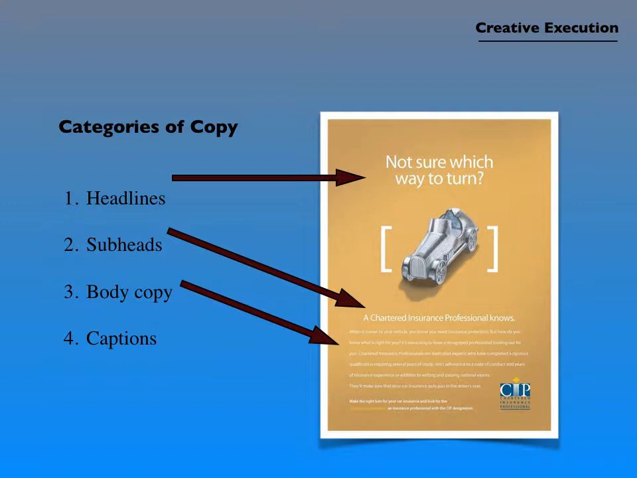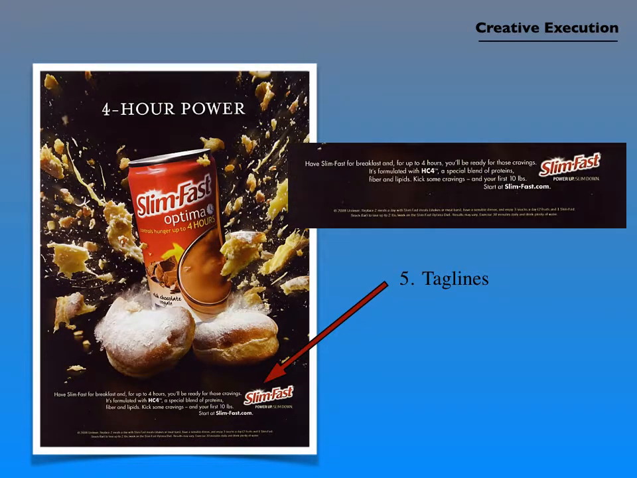Captions. Captions are usually under a picture to explain the picture. It's the second most important copy because it's the second most read part of an ad. But not too many ads have captions. Then you have taglines and slogans. These are your positioning statements or summary of your product. So like this one, I tried to enlarge it a little bit. For Slim Fast, it says power up, slim down. So that's your tagline, your slogan.